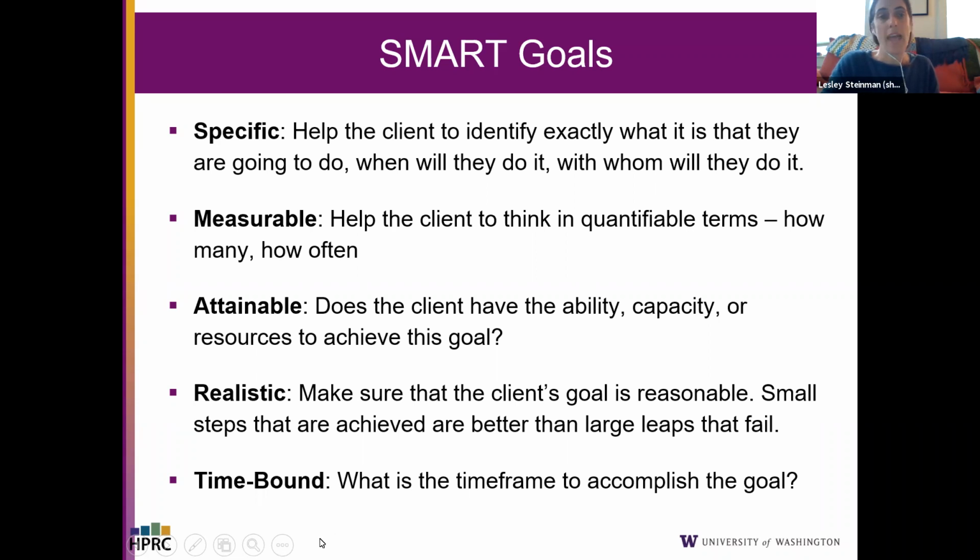And then the time bound piece is similar to measurable, but it's specifically, you know, can I do this within a week, or can I do this within 2 weeks? And some goals really lend themselves better to that monthly time because they actually need to take several steps to achieve them.